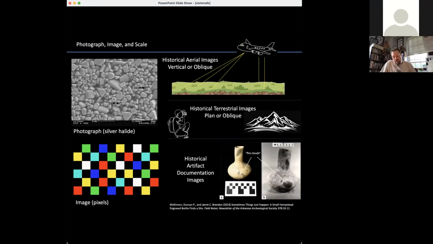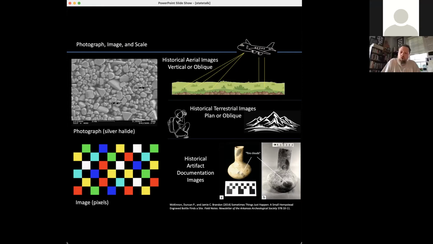And the third is the use of imagery to document material objects, often taken when these objects were first inventoried 50, 60, 70 or so years ago. Now in this talk, in the interest of time, I'm just going to focus on aerial imagery and terrestrial images, but I just wanted to take a second to provide a little anecdotal example of the use of historical artifact documentation.